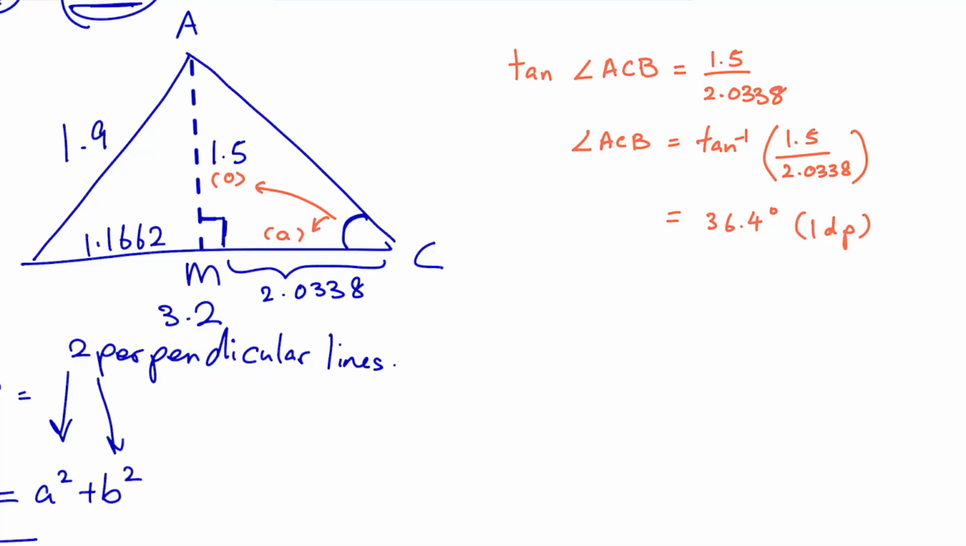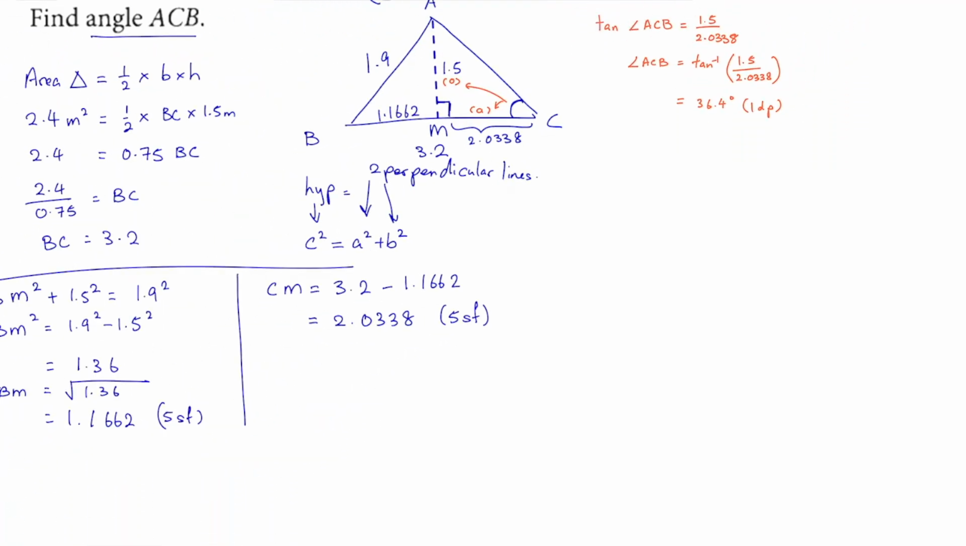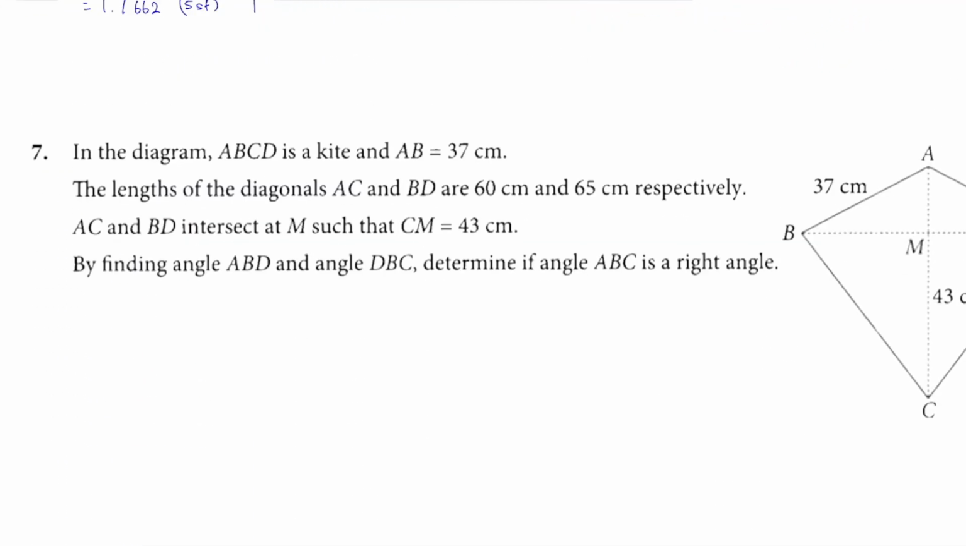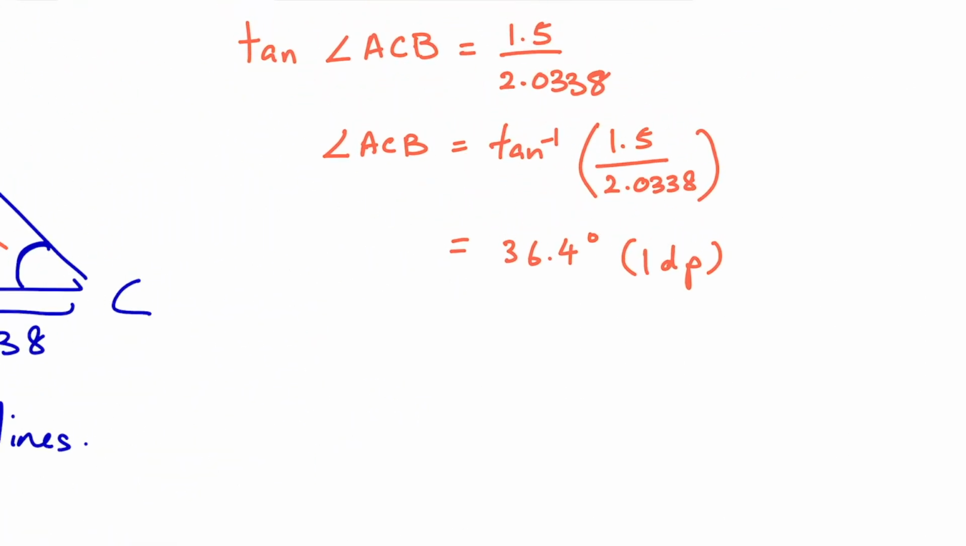Angles always give the answer in one decimal place. If you found an angle and you're going to use it for working, then round off to 3 dp before rounding off to 1 dp. So this is the answer for 5. Let's move on to the next question, which is 7.